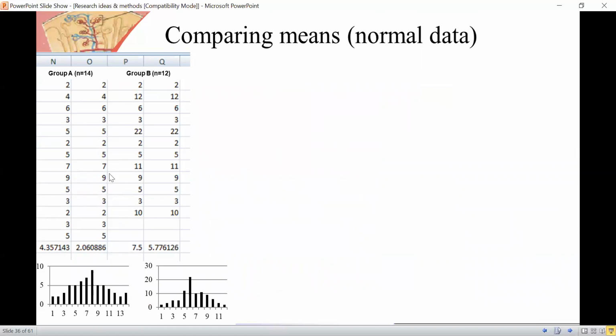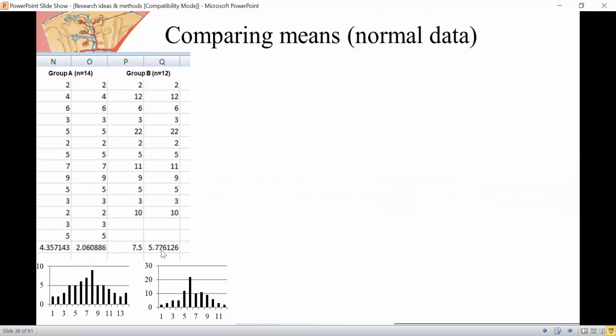This is not real data. I just want to try and show. So here we have group A, 14 numbers are there. Group B has got 12 samples. Here the mean is 4.3 and 2.06 is the standard deviation. And here it is 7.5 and 5.7.